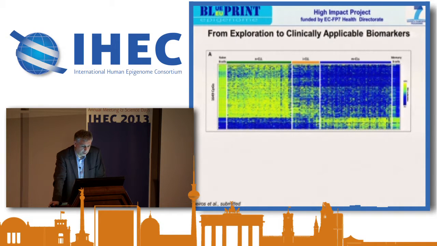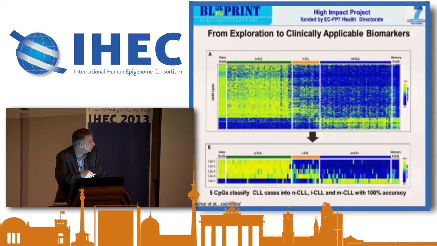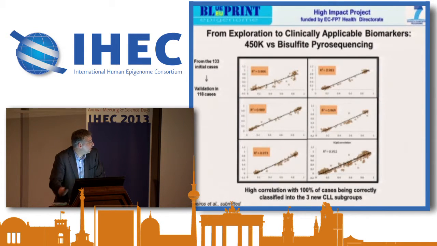to have a more detailed look into this. Now you do not want to make a 450K array on each patient. So the idea was to bring down the informative CpGs to a set of 5 CpGs which can be tested by bisulfite pyrosequencing. And obviously there are various such combinations. We ended up with one. And the correlation between the array and the bisulfite pyrosequencing for these 5 CpGs and for the classification was perfect.